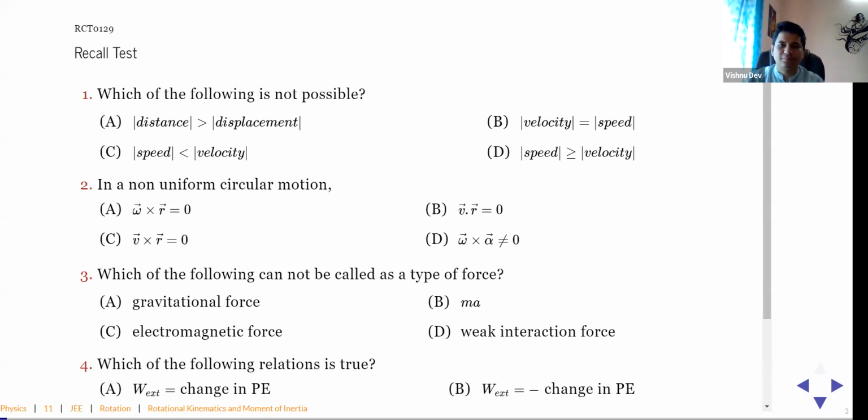First one. Right, correct, awesome, सही है, सब कोई सही है ना? First one, right? Super easy. We know that velocity, right? The magnitude of velocity can never be greater than displacement, है ना? Sorry, speed, right? Because displacement is always less than distance. Correct. Second one, in a non-uniform circular motion, right?